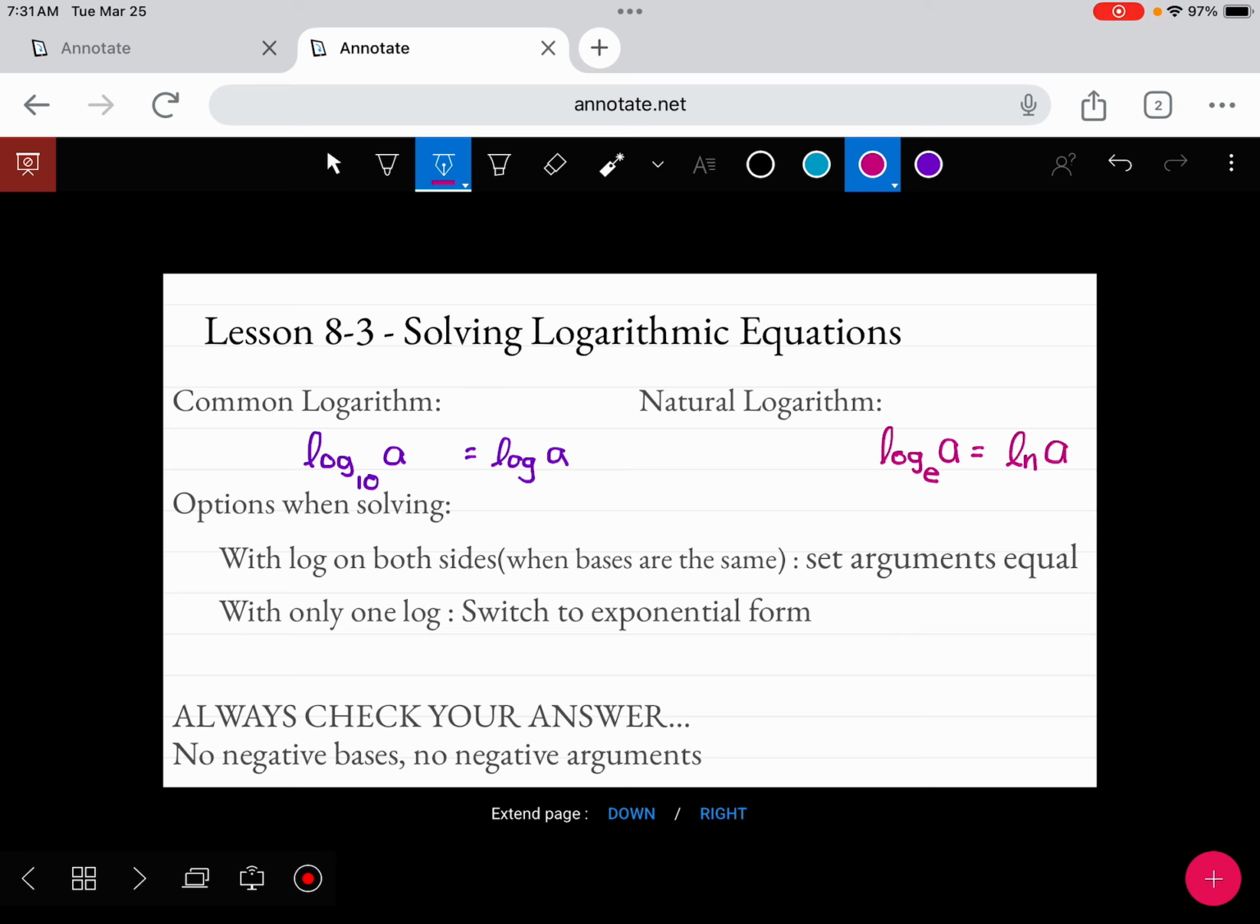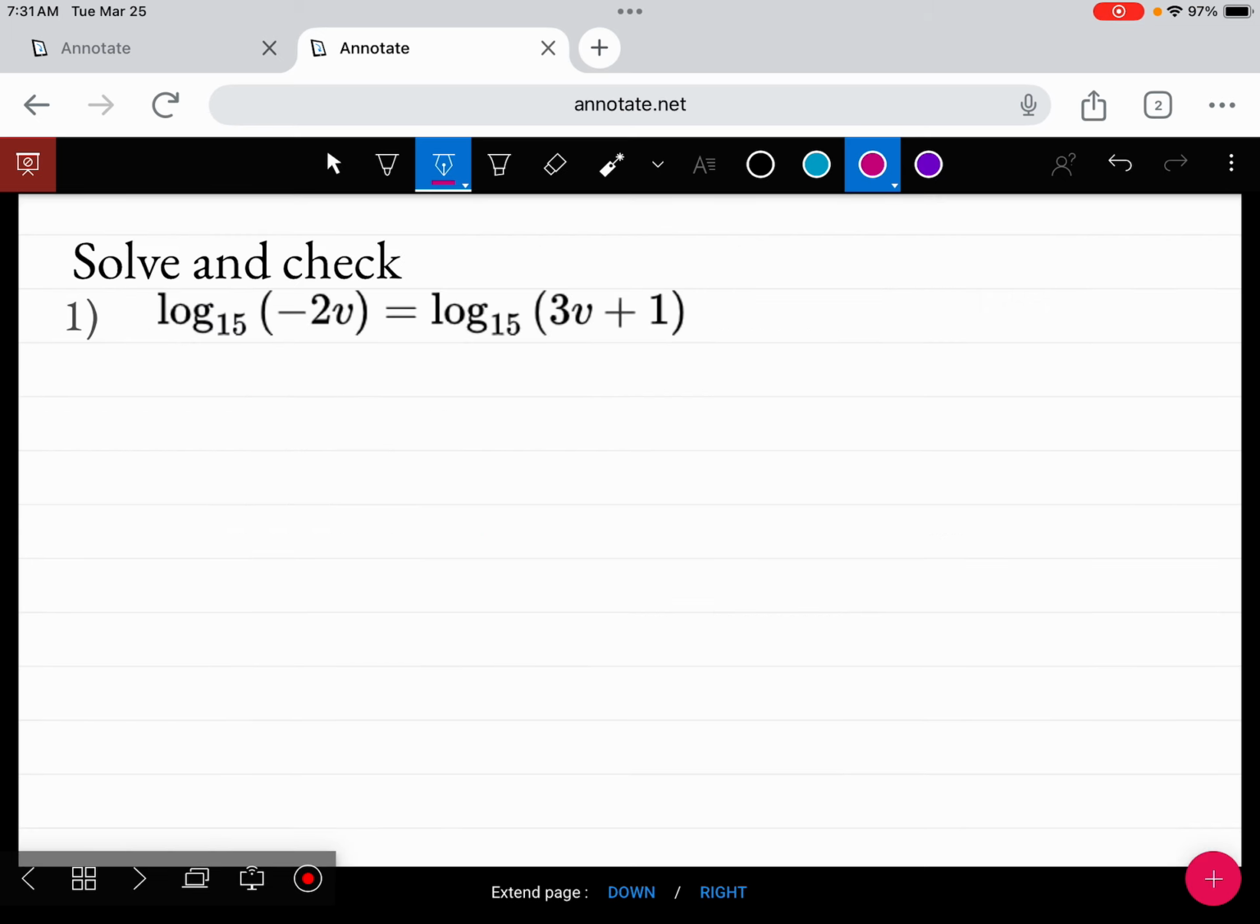Okay, so we're going to look at these. We've got a few of them on this page. We're going to get through as many as we can. So here's our first one. We're going to solve. We're going to check. So here we have, for number 1, log base 15 of minus 2v equals log base 15 of 3v plus 1. So that means we want to solve this. I want to know what v equals. Solve means get to a letter equals.